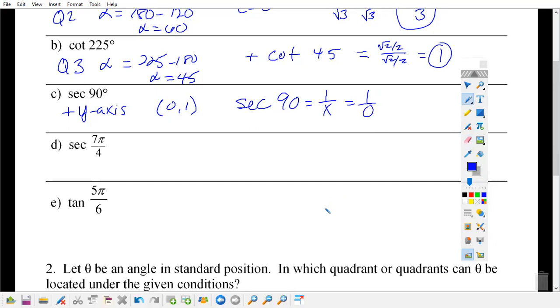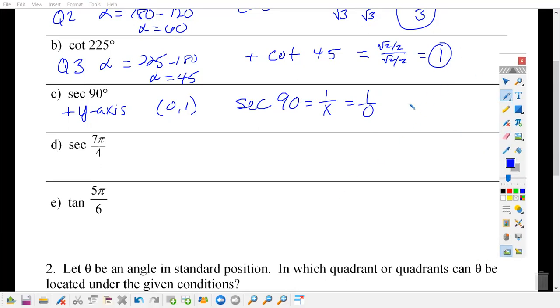1 over your x. Cosecant. Every c has an s, every s has a c. And what does this mean? Undefined, because what can you have in the denominator? 0. So therefore this is undefined, because 0 is in the denominator.